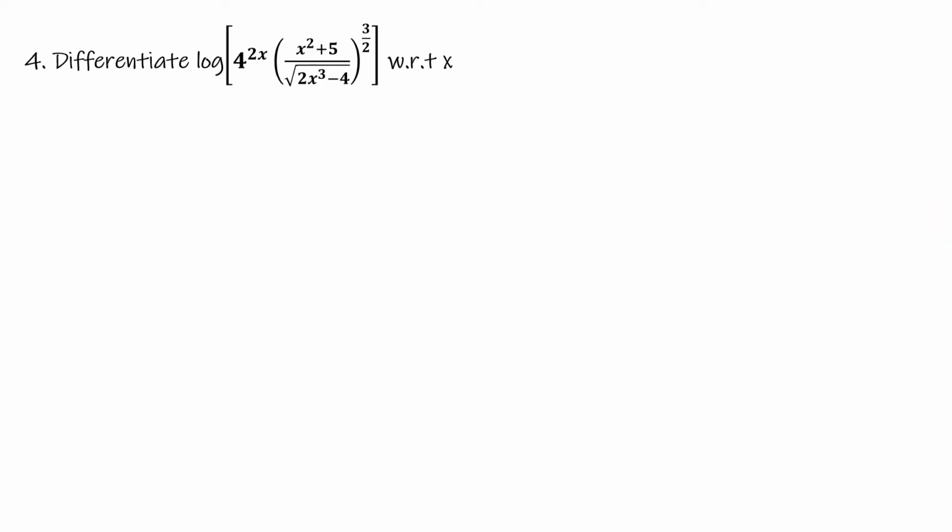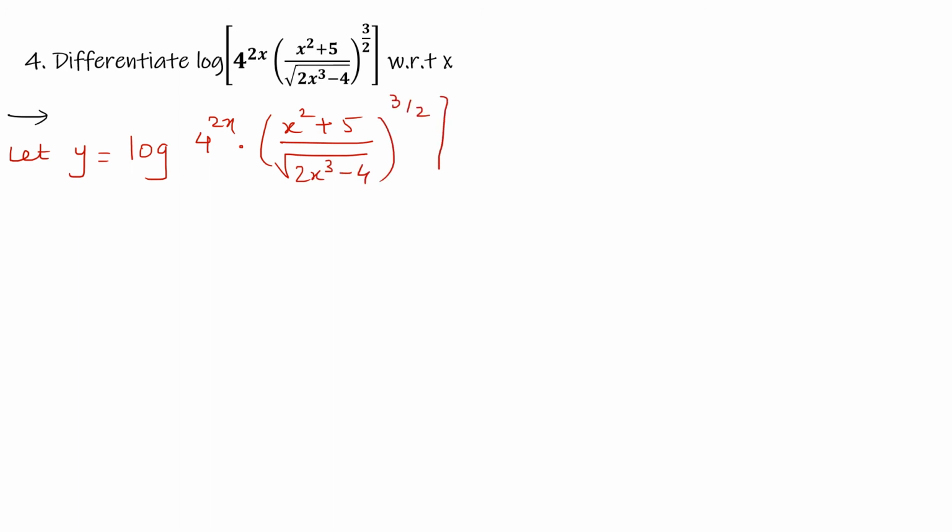Now this is the next question. The question is: differentiate log of 4 raised to 2x into (x square plus 5) upon the square root of 2x cube minus 4, the whole raised to 3 by 2, with respect to x. So here I start with the solution. Again I am assuming y is log of 4 raised to 2x into (x square plus 5) upon square root of 2x cube minus 4, the whole raised to 3 by 2.